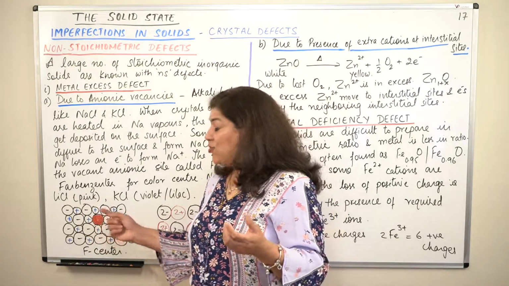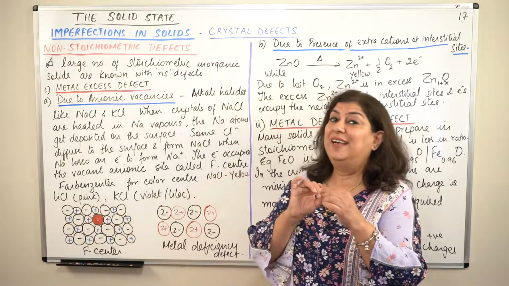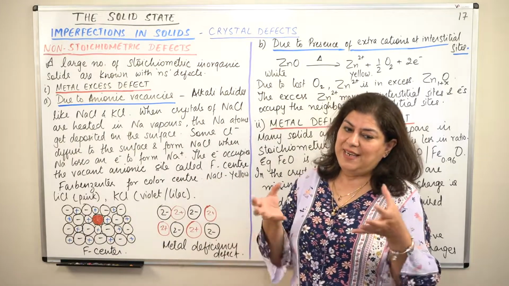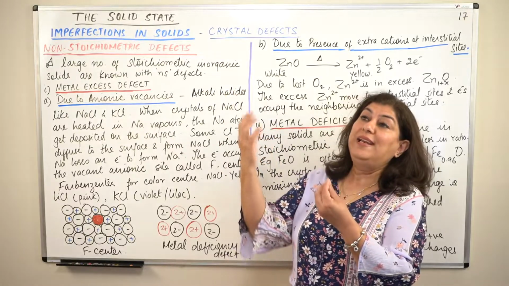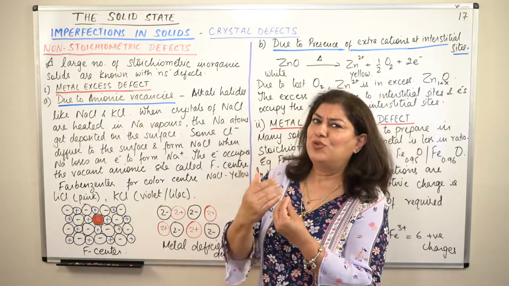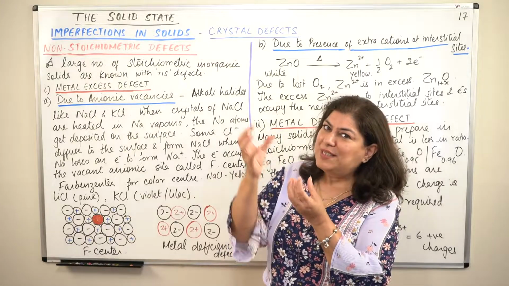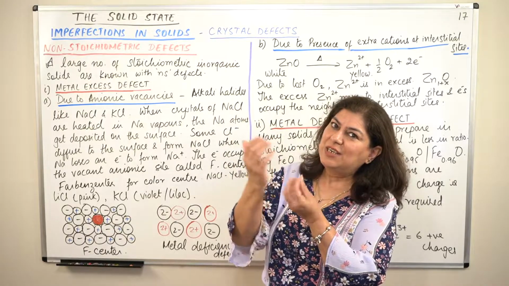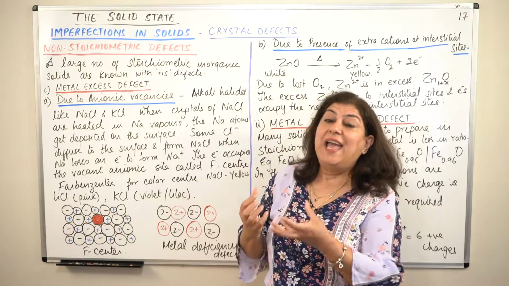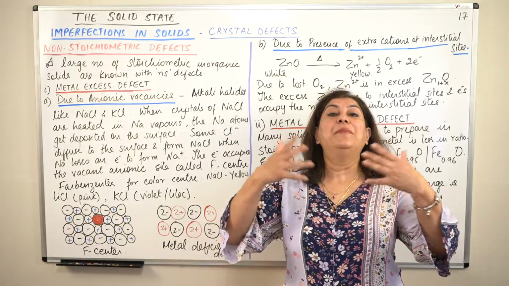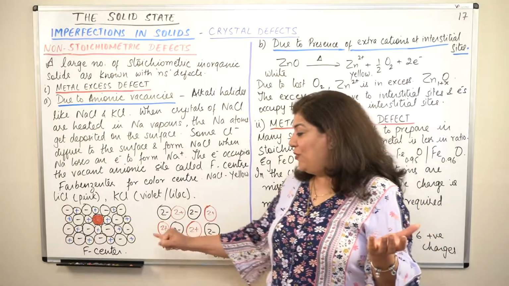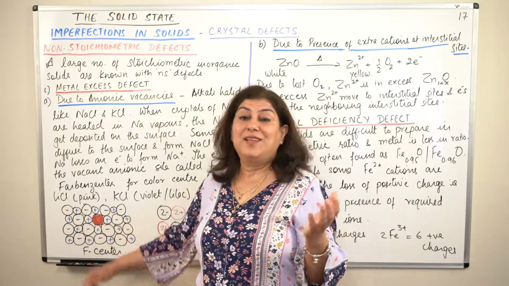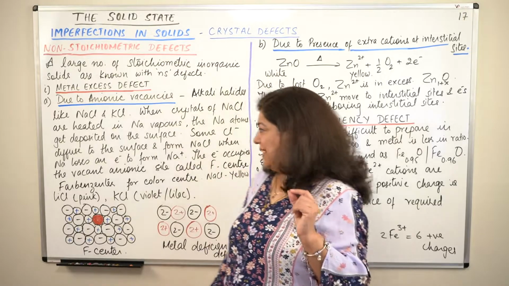So this electron present in the anionic site, when heated or when normal light falls over it, gets agitated by the energy of the photons, and the electron starts emitting light of a certain color. Therefore such centers are known as Farben centers or F centers.